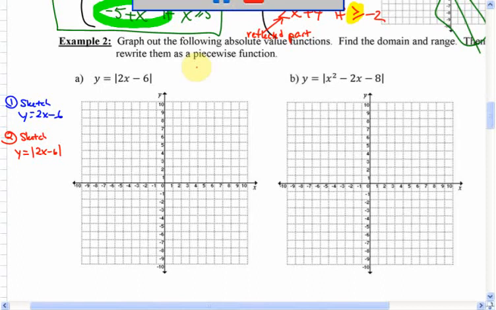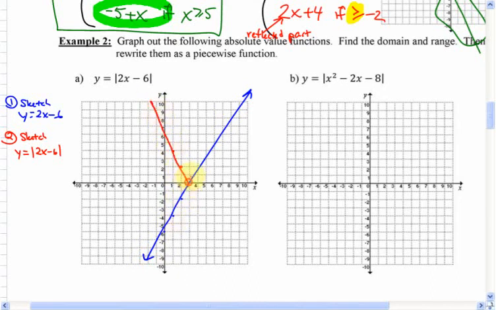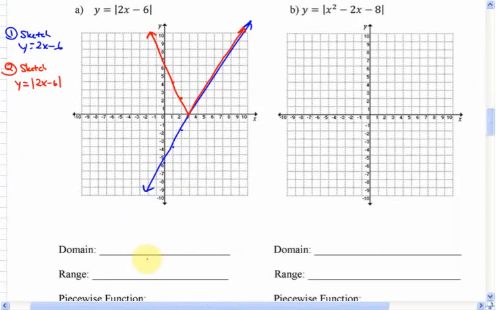Okay. Here's what you should have sketched out. 2x minus 6, something like this. Okay? And then when you do the absolute value, these get reflected. So I believe you get a V-shaped graph that's kind of narrow. Did we all get that, first of all? Good. What's the domain for the graph in red?